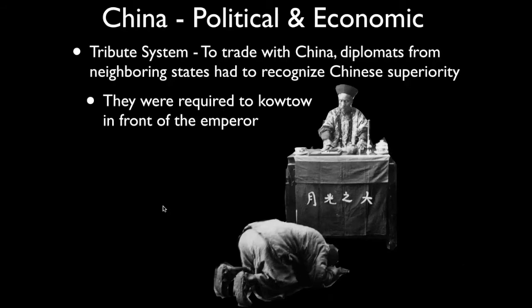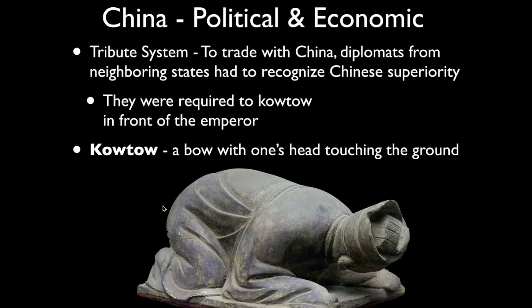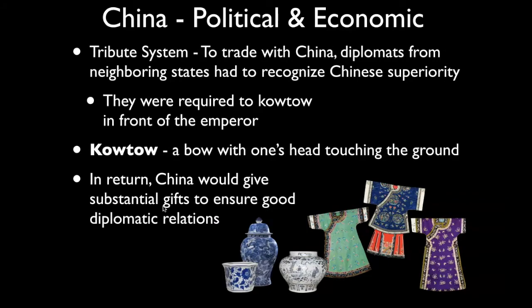So what you would have to do is come in front of the Chinese emperor and bow your head with your head touching the ground. So a kowtow is a bow of one's head with the head touching the ground, and that is the ultimate sign of deference as you're bowing at the feet of the Chinese emperor. In return, the Chinese would often give substantial gifts to these neighboring states to ensure good diplomatic relations.